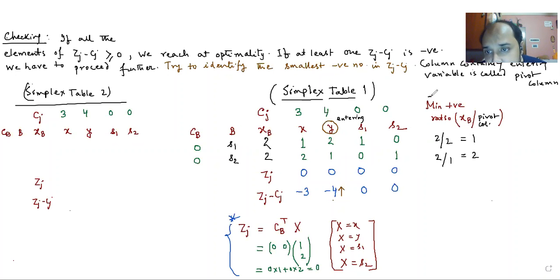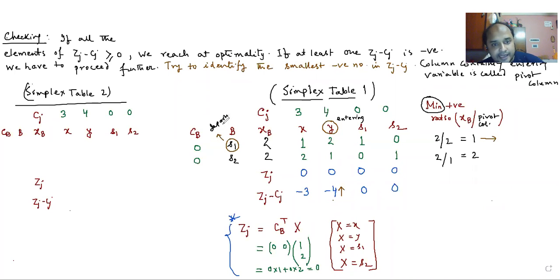And since this name is there, minimum positive ratio, you obviously know that this is a ratio. So the minimum of them is 1. So beside that minimum positive ratio, I'm going to put an arrow like that, and that will indicate that corresponding to that arrow, in this row, this variable will leave its position, and that variable will be called the departing variable. This is the departing variable.